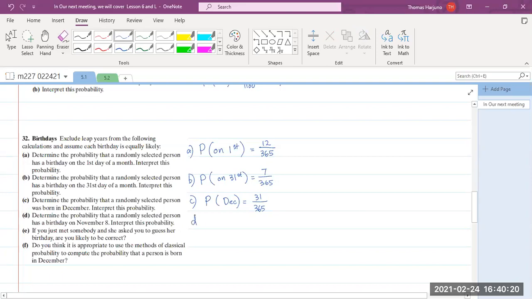Part D, determine the probability that a randomly selected person has a birthday on November 8th. Exactly on that one particular day, November 8th. That's only 1 out of 365 days. Now, if you just met somebody and she asked you to guess her birthday, are you likely to be correct? The probability that we guess that person's birthday randomly and correctly is the probability to be random and correct.